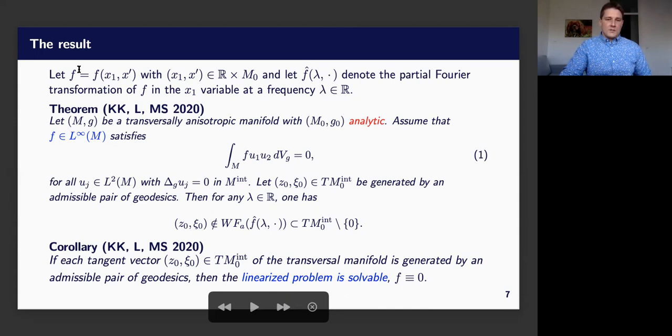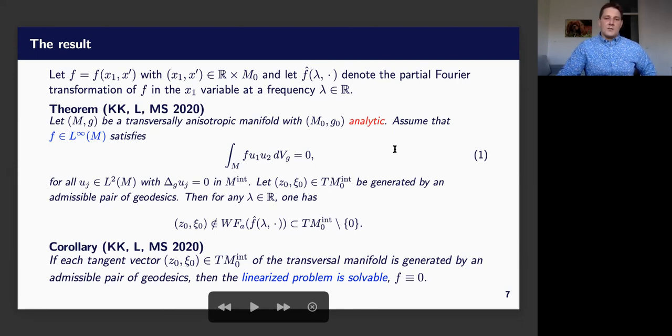Okay, so this is our theorem from last year, with Katja, Mikko, and me. So let M, g be a transversally anisotropic manifold. And now we make the assumption that this transversal manifold is analytic. So note that our manifold is known, and in this case we assume that the transversal manifold is analytic. However, we only assume that our unknown is in L infinity, so the unknown can be basically anything. And we assume that it satisfies the condition of the linearized Calderón problem, which is this equation 1 here. So u1 and u2 were harmonic functions.